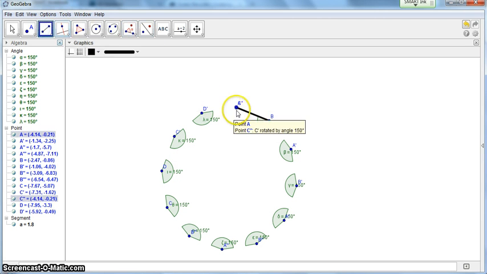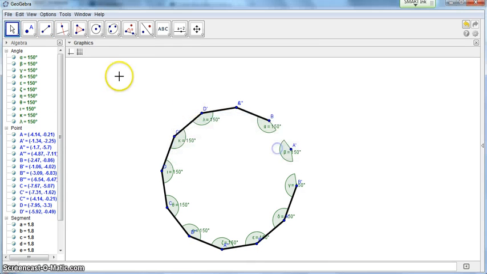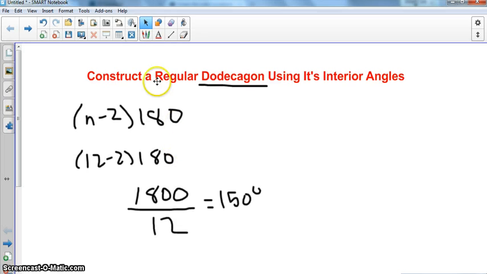So then to finish off our polygon, this is our regular dodecagon. It's got 12 sides, 12 angles. We constructed it by using the fact that all the interior angles are going to be the same in measure. Alright, so there's our regular dodecagon. So that's our example for constructing a regular dodecagon using its interior angles.